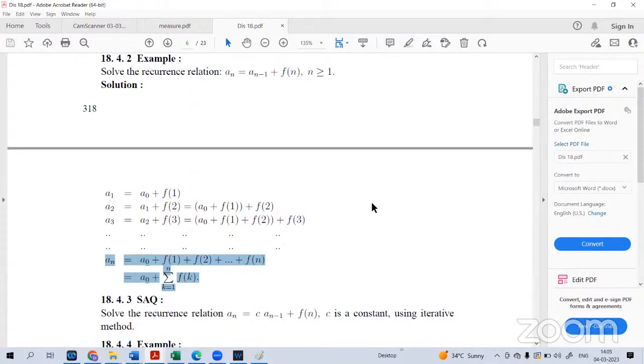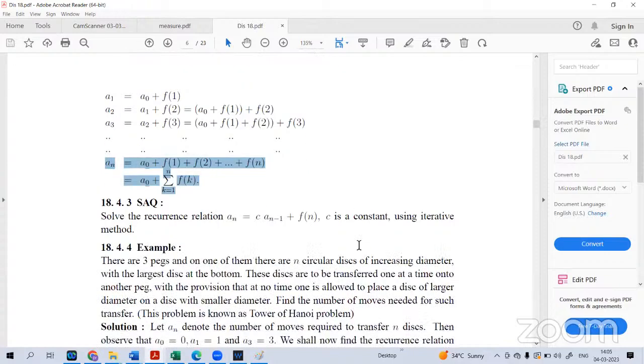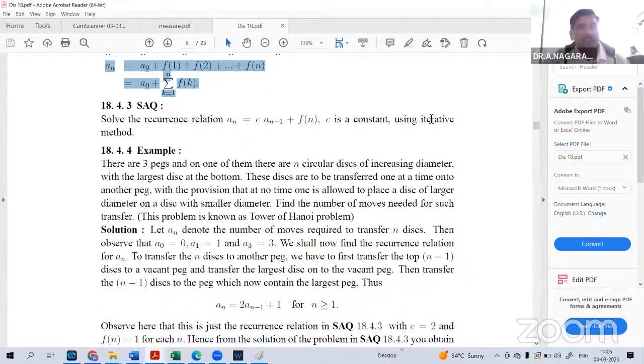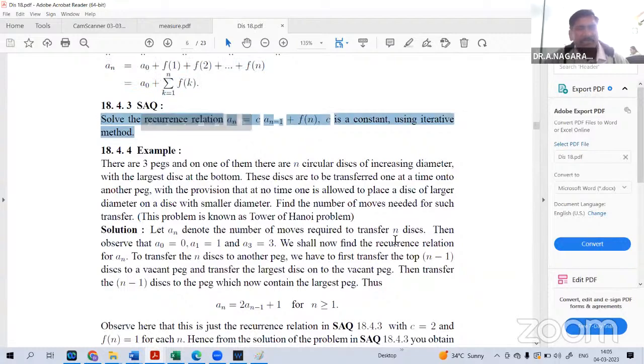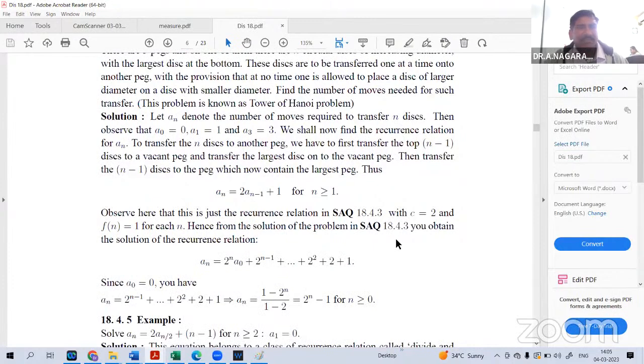Yes, sir. Here it is the same recurrence relation and the same procedure should be followed. This one is already solved in the SAQ. It is a solved problem, you can check.